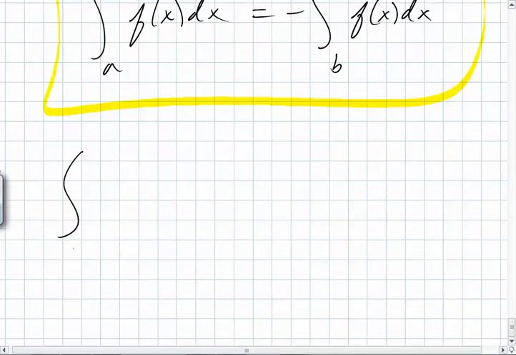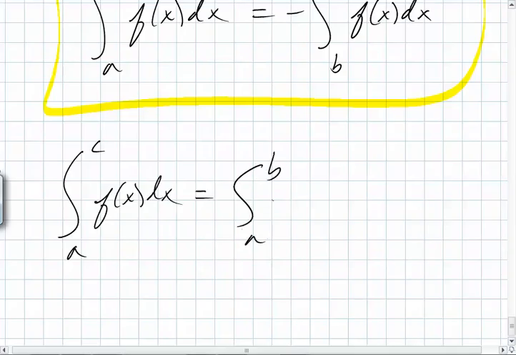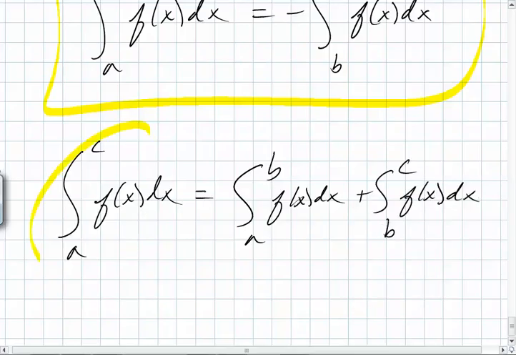If you do the integral from a to c of f of x dx, that's equal to the integral from a to b of f of x dx plus what? The integral from b to c of f of x dx. You will need that tonight. Homework will be in your notes.